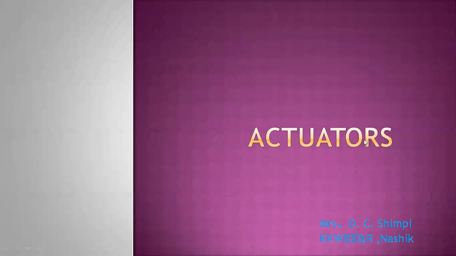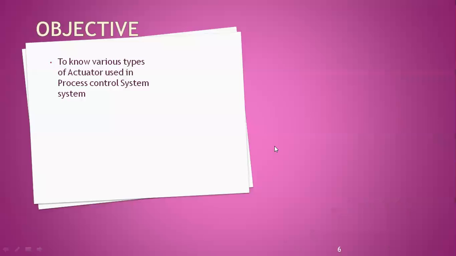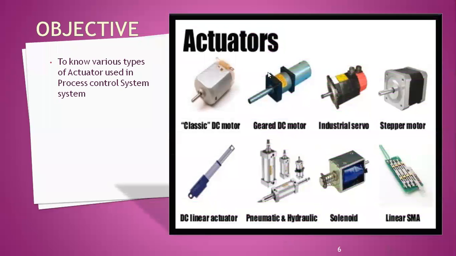Hello students, today we are going to discuss actuators. The objectives of today's lecture are to know the various types of actuators which are used in process control systems. The actuators include classic DC motors, geared DC motors, industrial servo motors, stepper motors, solenoids, and pneumatic and hydraulic actuators.